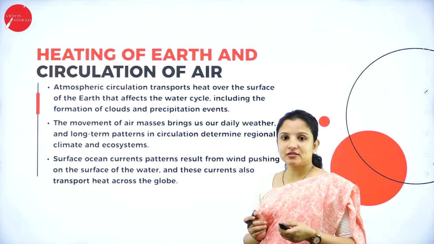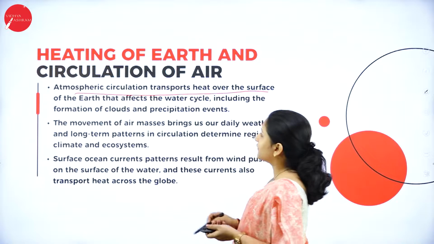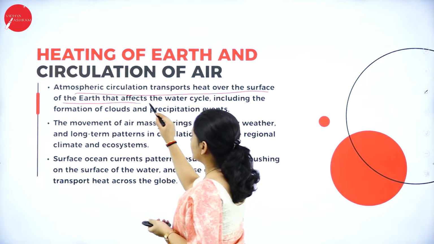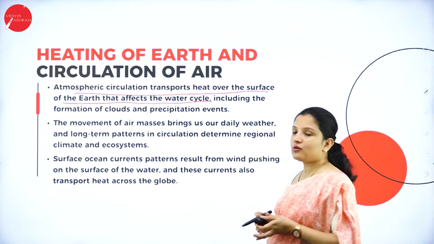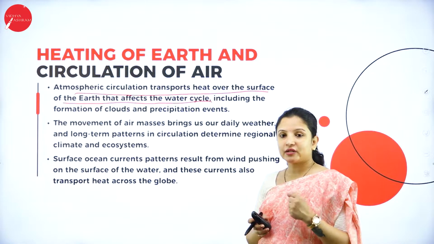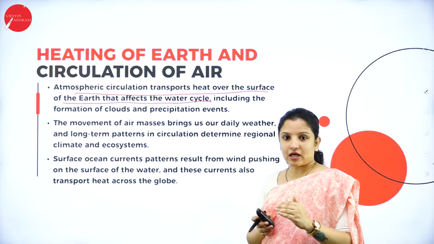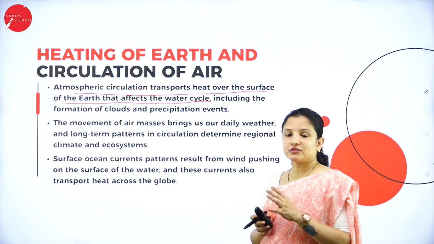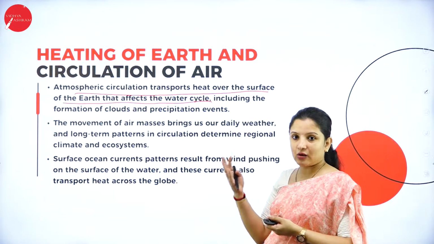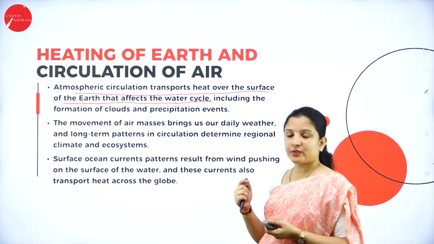Next, atmospheric circulation transports heat over the surface of the earth, and when this heat is transported over the surface of the earth, it will affect the water cycle. Because what happens when there is too much heat circulating in the earth? Evaporation of the water will occur, right? So when the water evaporates, it will escape into the atmosphere, start to form clouds, and those clouds will condense and come down as rain, which is nothing but precipitation.